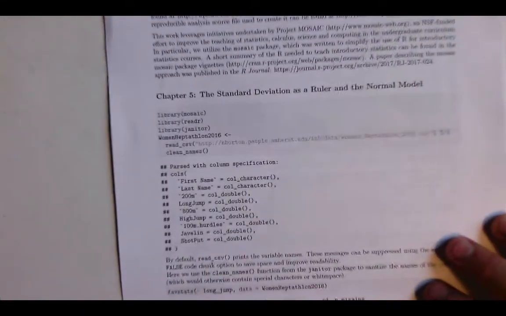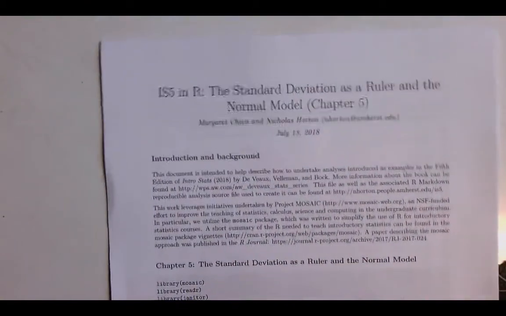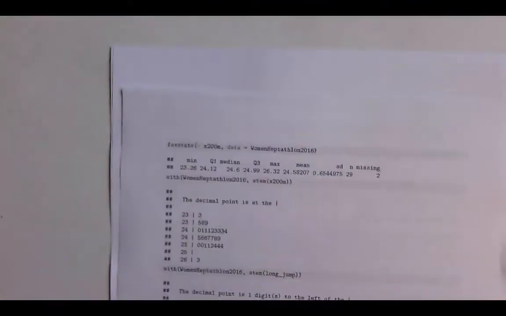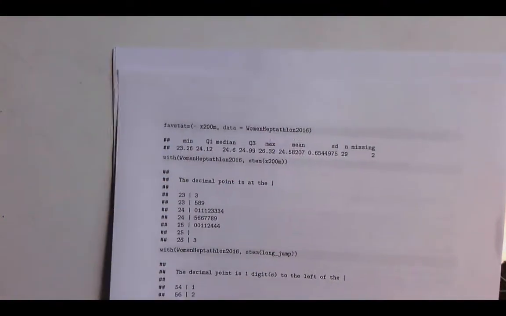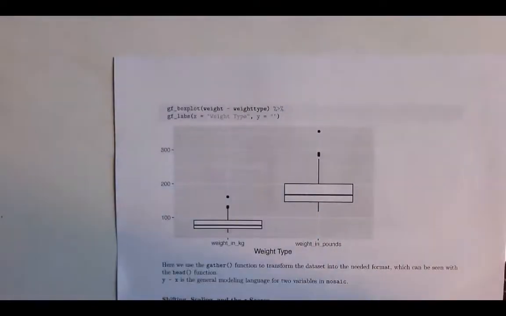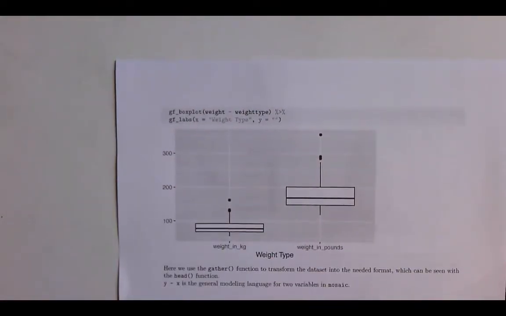Implementing things in R, there's really not much new here. This is the IS5 in R, chapter 5. We read in the data and calculate various plots. We can do the shifts using various functions, such as mutate, to create new values for us, and rescaling.